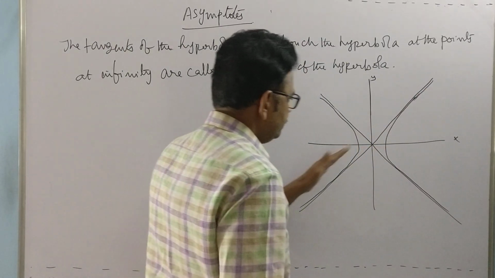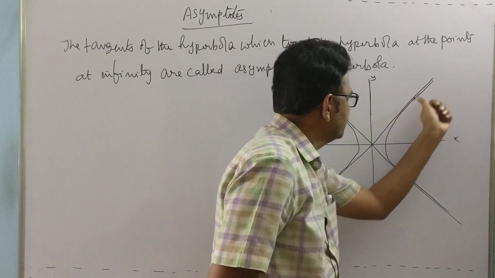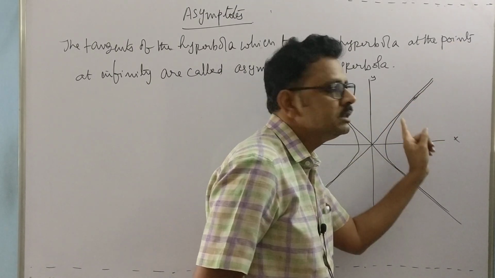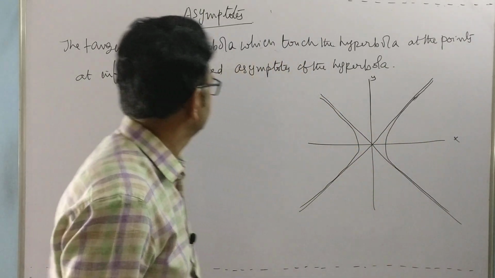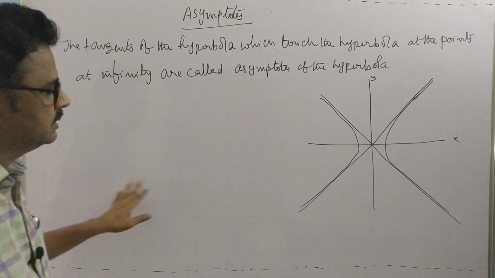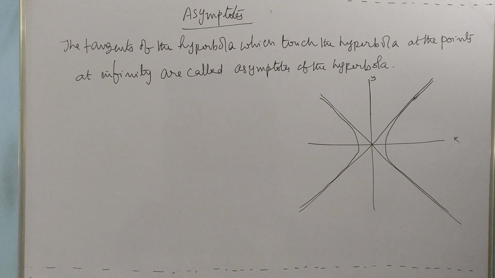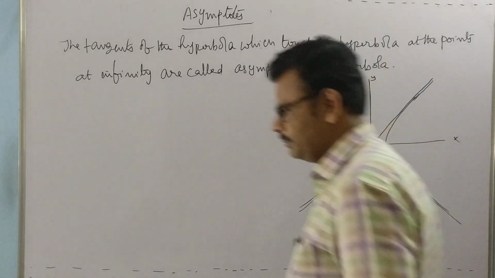So the tangents touch the hyperbola at the points at infinity. These are called asymptotes of the hyperbola. That is, the point of contact tends to plus or minus infinity. These lines are known as asymptotes of the hyperbola.